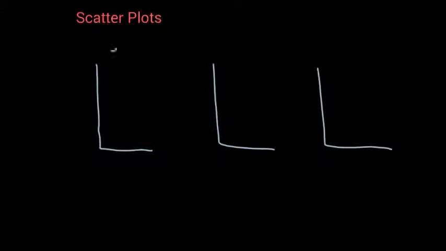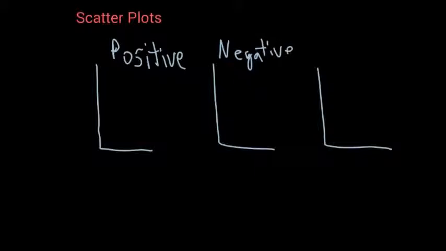Alright, let's talk about scatter plots, and there's three basic things you need to know about a scatter plot. And that's what kind of trend that they have. And so, they're all going to be on a graph. And you can have a positive, negative, or no trend. So that's what these would look like.